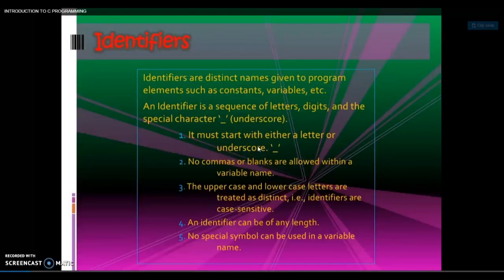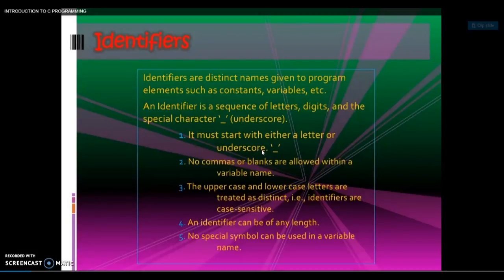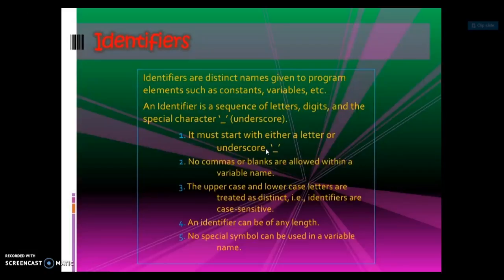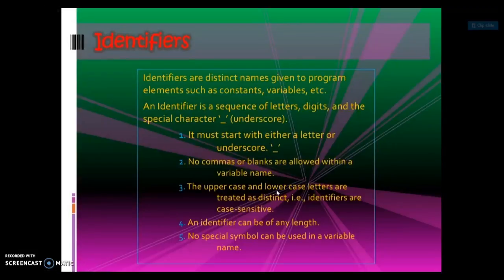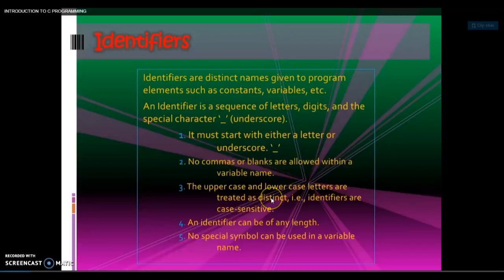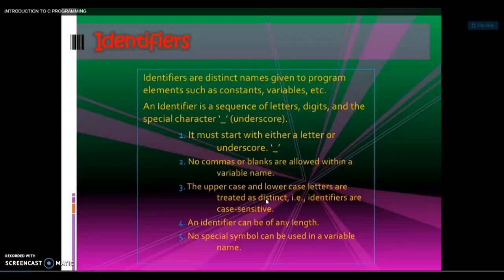It means if we are creating any variable or constant, we cannot leave spaces within the variable or constant names. Uppercase and lowercase letters are treated as distinct, that is, identifiers are case sensitive. C is a case sensitive language, so it is also case sensitive for creating constants or variables. An identifier can be of any length. We cannot say that it has a fixed size, such as 10 characters or 12 characters.